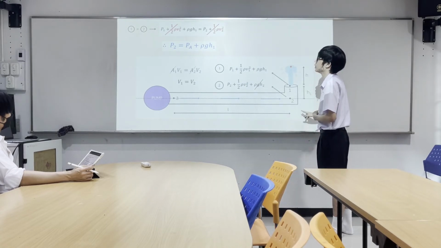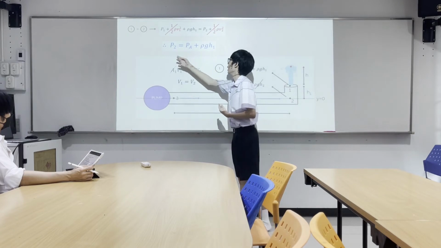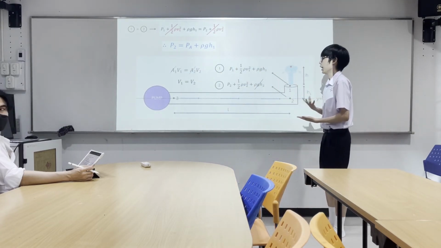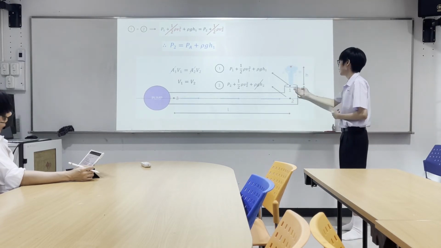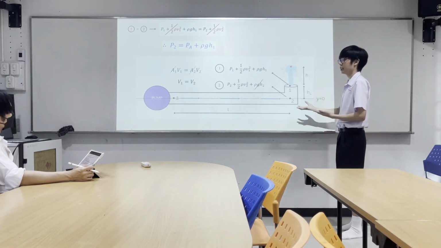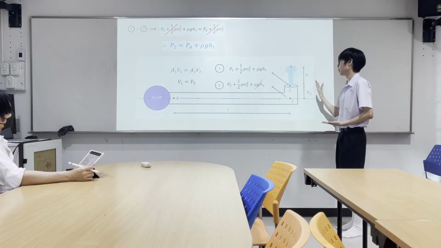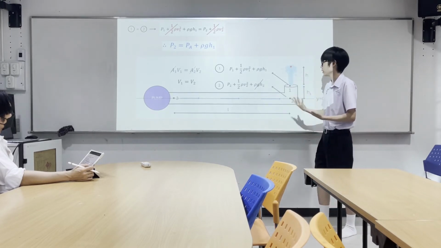This is the H1. So you might be wondering why P1 turns into PA. PA represents the atmospheric pressure. So you will see right here that point 1 is at atmospheric pressure. So P1 will automatically turn into PA, which is the atmospheric pressure.